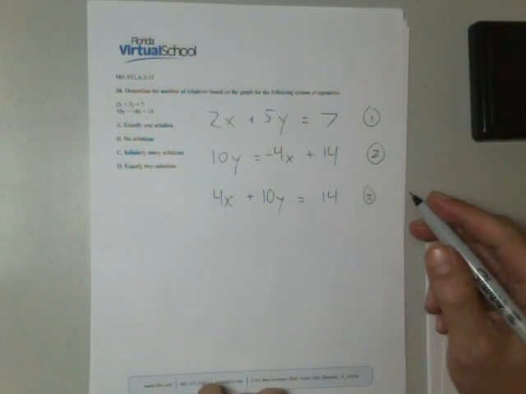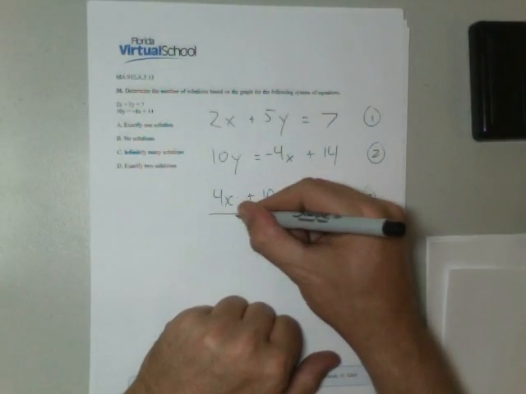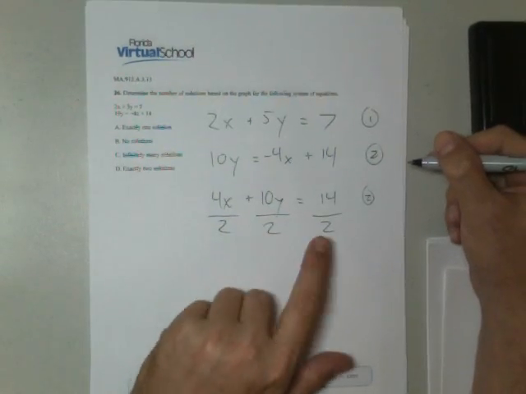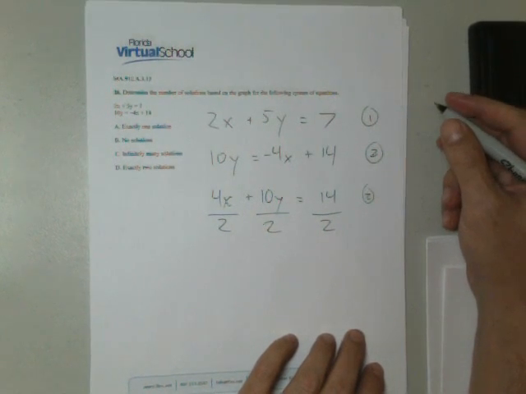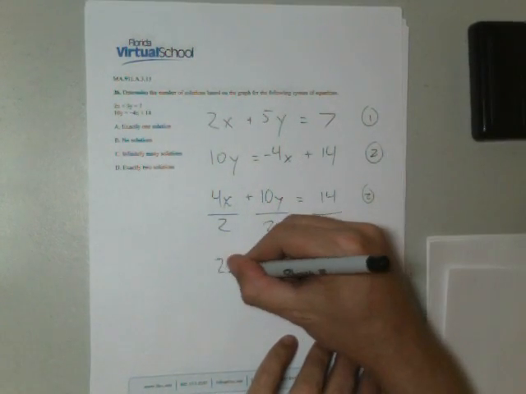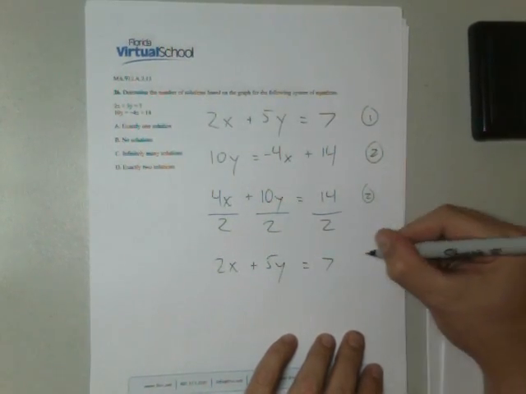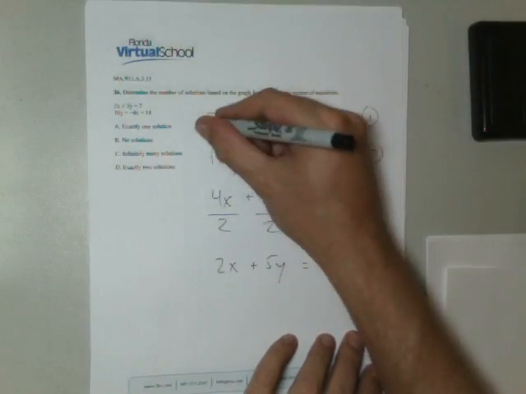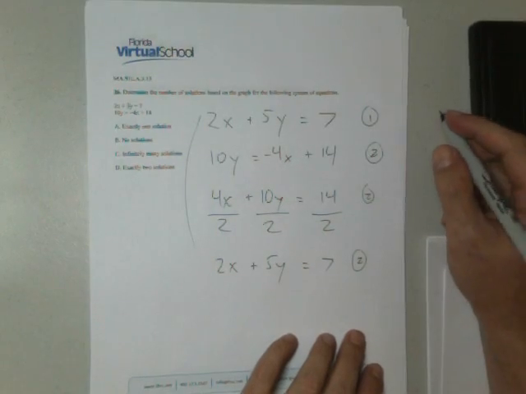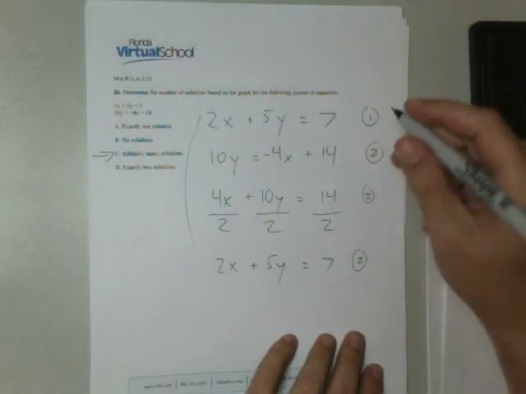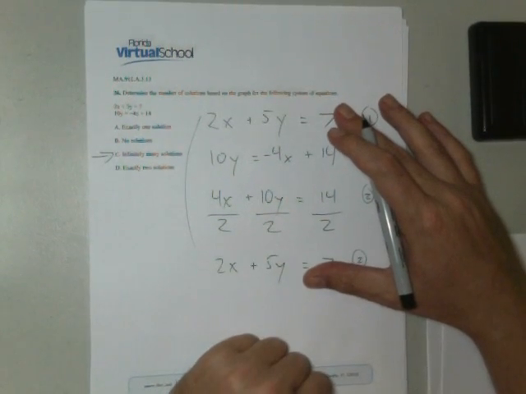I'm going to divide equation 2 by 2. As long as I do it to every term, to both sides, I don't change the value of the equation. That will be 2x plus 5y equals 7. Right? It's still equation 2, which matches equation 1 exactly. So that means these are infinitely many solutions. It's the same graph over itself.